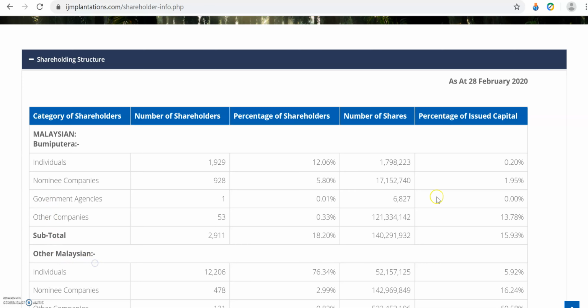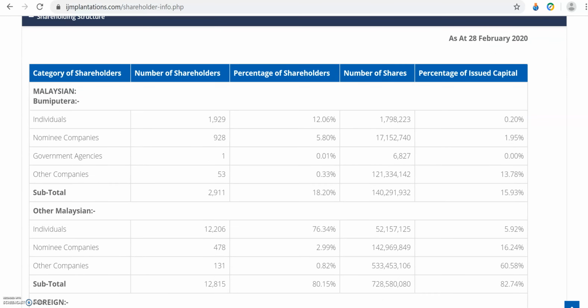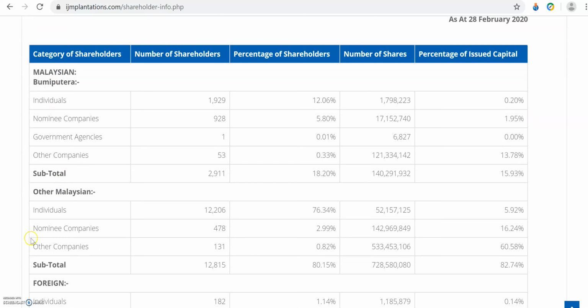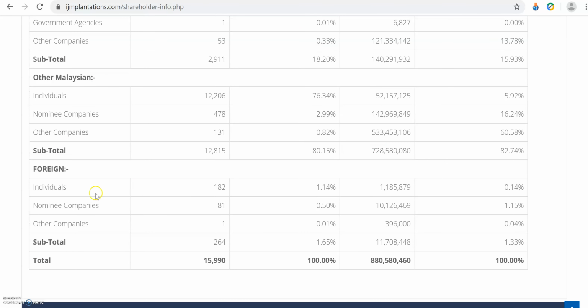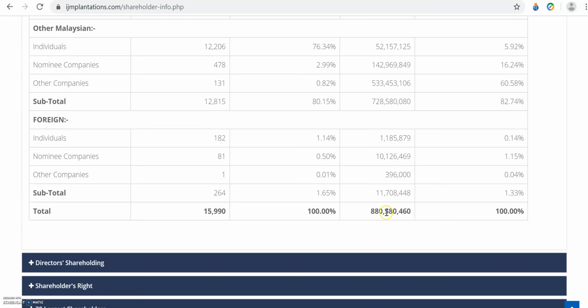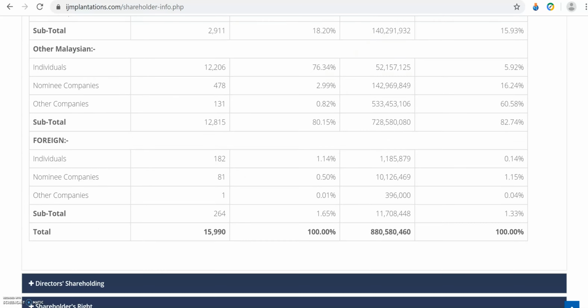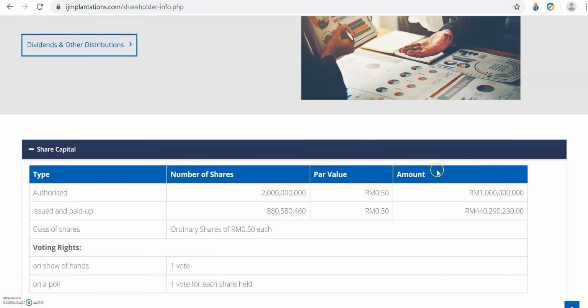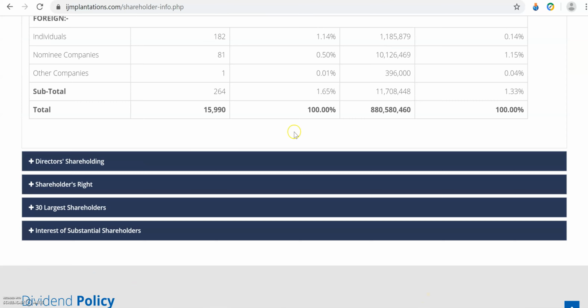So what about other Malaysian? This is instead of Bumiputra, we have other races, and then we have foreign individuals as well as the shareholders. So this commensurates with that particular number. If you can see, 880,540,460, this is the number of shares. It commensurates with this, right? The number of shares.